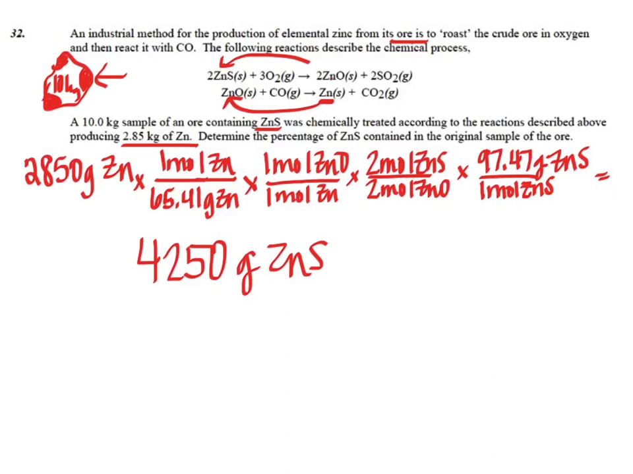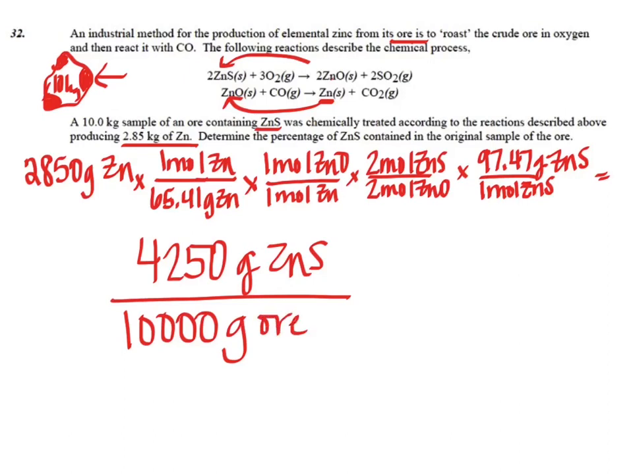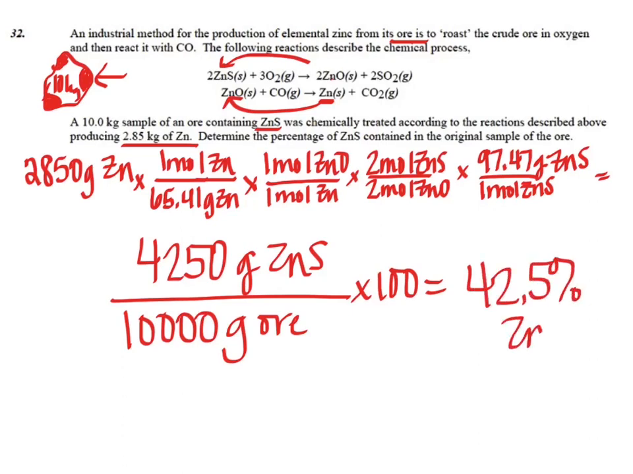And it wants to know what's the percentage of that. So I'm going to divide that answer by the mass of that ore, which was 10,000 grams, and multiply that by 100, and that should give me 42.5% zinc sulfide. Okay, so we did a lot of dimensional analysis. There's a lot of steps in there. And we used 2 different equations, but we just take that one compound that bridges us from one to another.